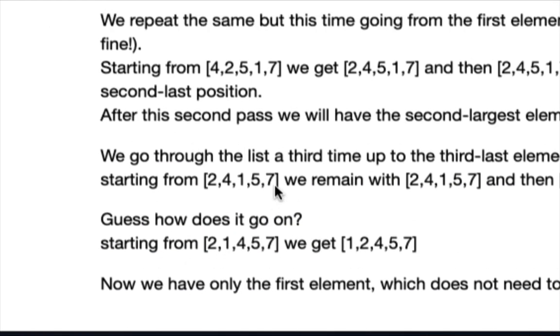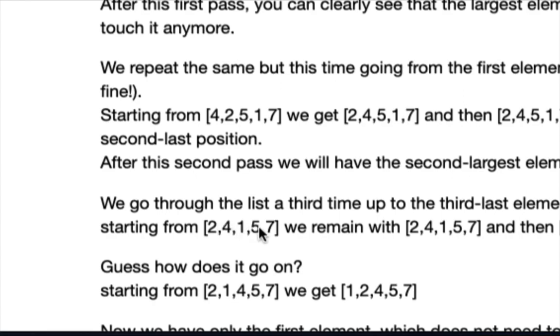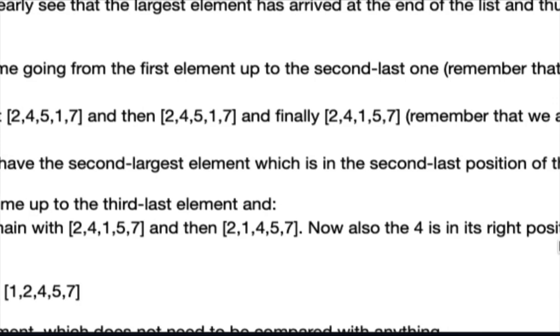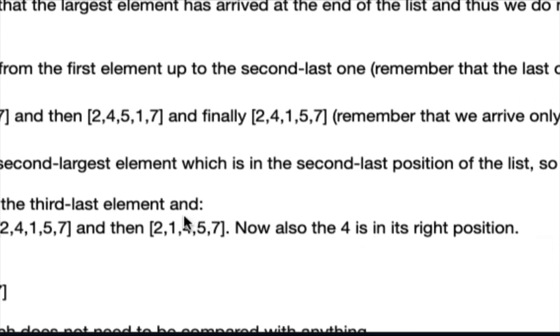May I scroll down? Okay. So 2, 4, 1, 5, 7. 2 with 4, they are in the right order, fine. Okay. 4 with 1, switch them. So 2, 1, 4, 5, 7. Okay. Now finish, because we had only 3 elements. Now also 4 is in the right position. The only thing which remains to fix is this one.